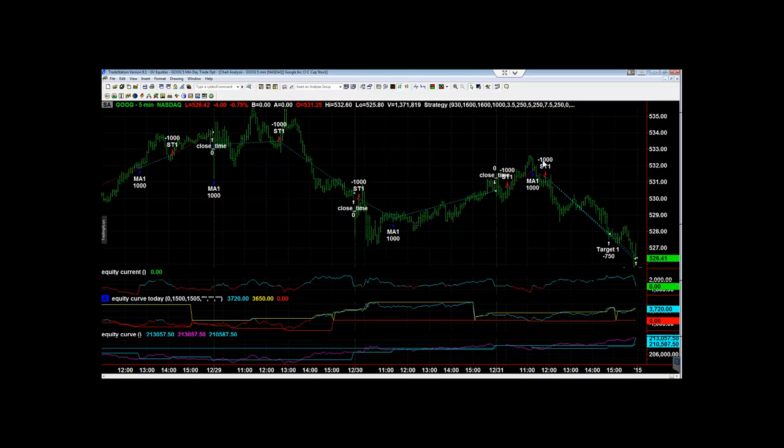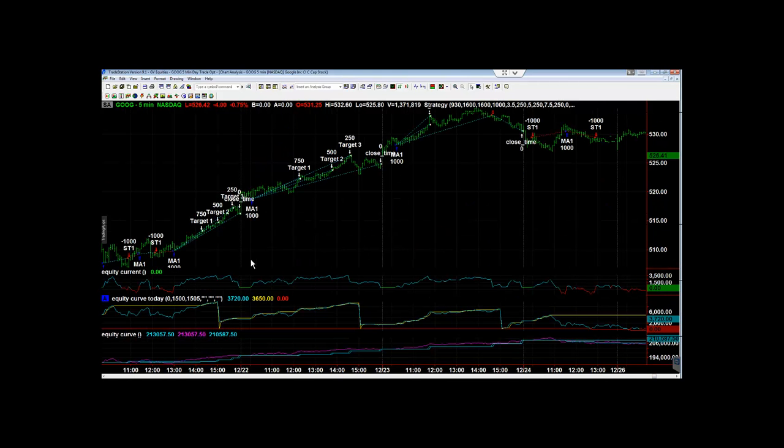We're opening with 1,000 shares, and we're taking some off of targets. If we go back up here, you can see some of the targets. Here's a spot where we took a long position here with 1,000 shares and took 250 off as we acquired the given targets. Next day we did the same thing, acquired the 3 targets, and got out at the close.